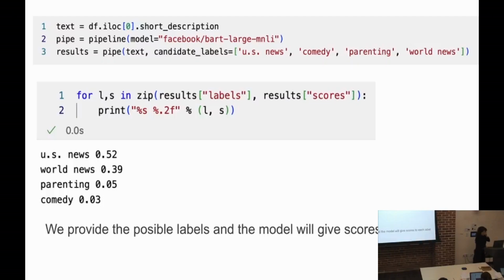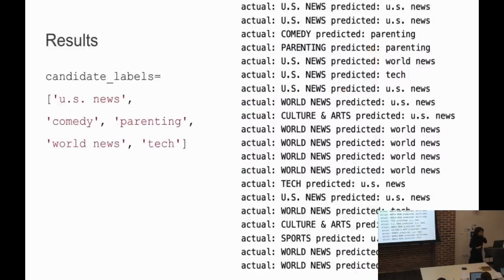So let's see what happens in this case. I give it to a bunch of different labels. In this case, I use labels: U.S. news, comedy, parenting, world news, tech, and you see the actual versus the predicted. A lot of them are okay, and some of them are not that okay. For example, this one, the actual is US news, but the predictor is tech. But I'm sure if you go inside that, there is something about tech there.